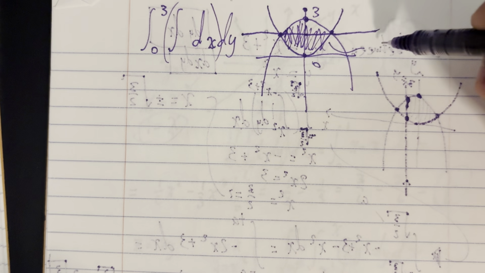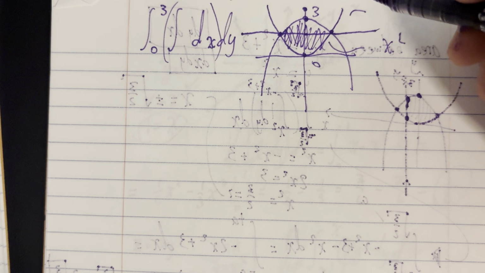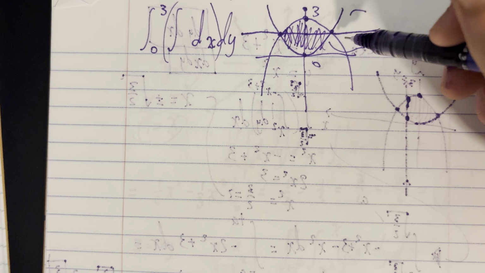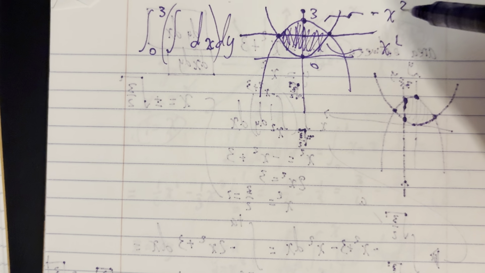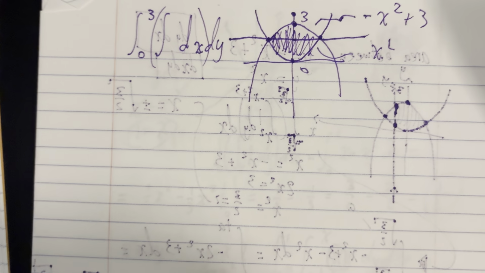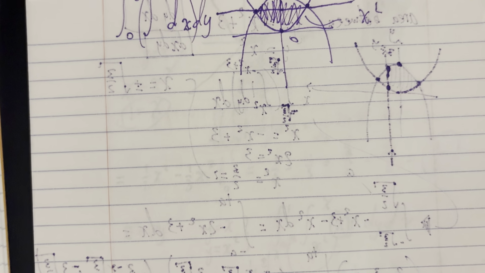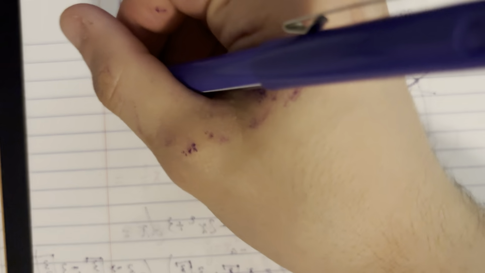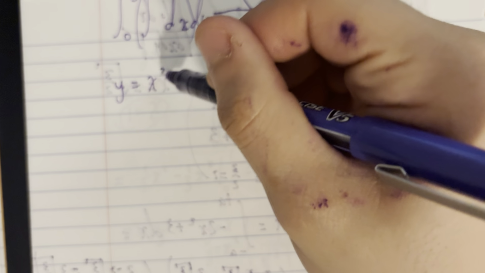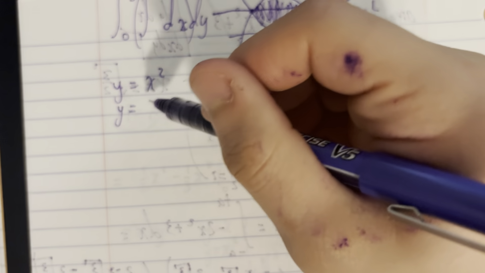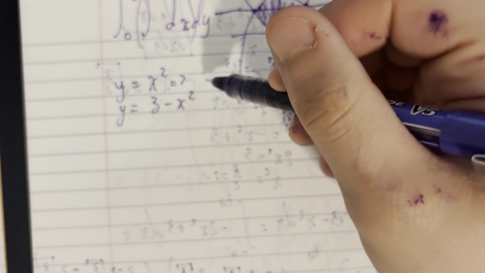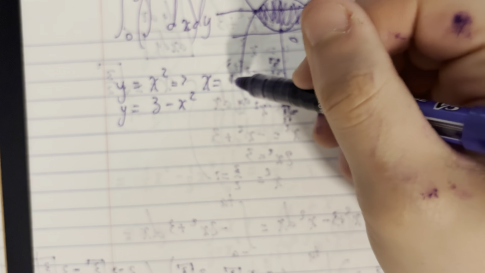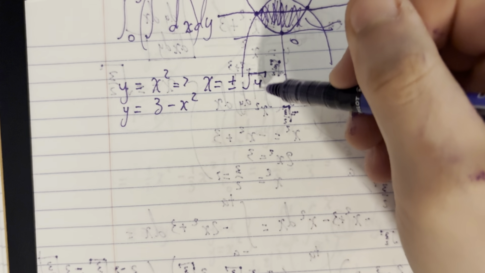So this guy, remember, he's x squared, and the top guy, that guy, is negative x squared plus 3. So you need to turn them into functions of y. So you have y equals x squared, y equals 3 minus x squared. So this guy is going to become x equals plus or minus root y.